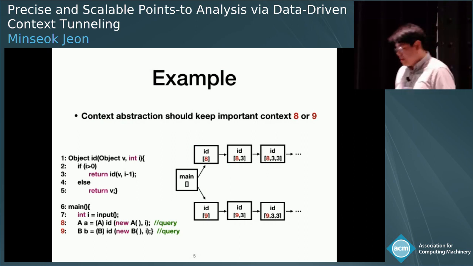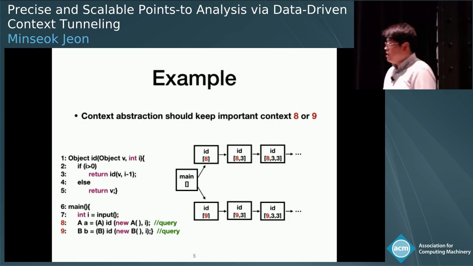Let's see the problem with an example. This program has a recursively defined identity function ID, which calls itself I times and returns the first parameter v. The main method gets I from the user and calls the ID method with new A and I at invocation 8, and new P and I at invocation 9. There are two queries asking if the downcastings at lines 8 and 9 are safe. And they are obviously safe because ID is an identity function.